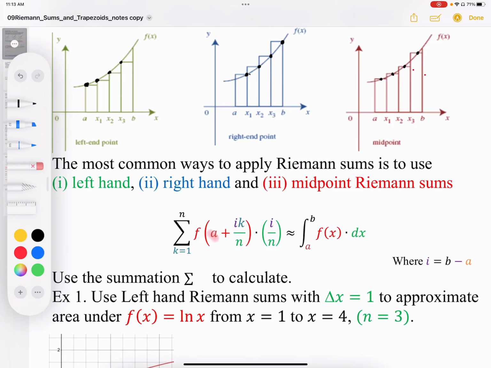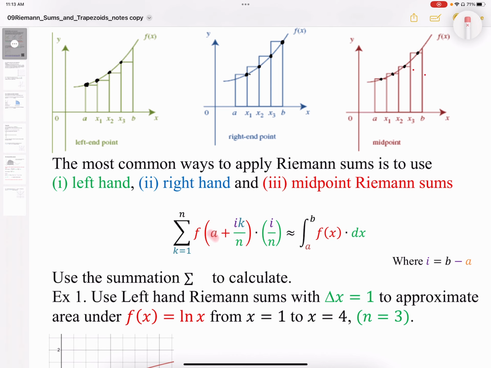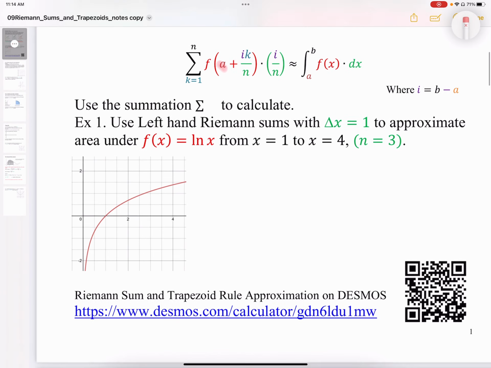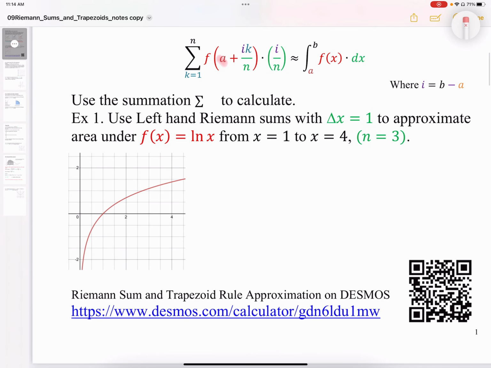We're going to use the summation notation to calculate the area under that log x curve. It tells us that we're going to use a left-hand Riemann sum. Our interval width is going to be 1, so delta x is 1. And we're going to approximate the area under the log x function from 1 to 4. So if delta x is 1, that means that our n is going to be equal to 3.